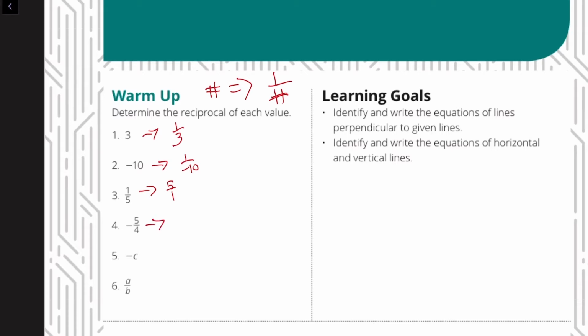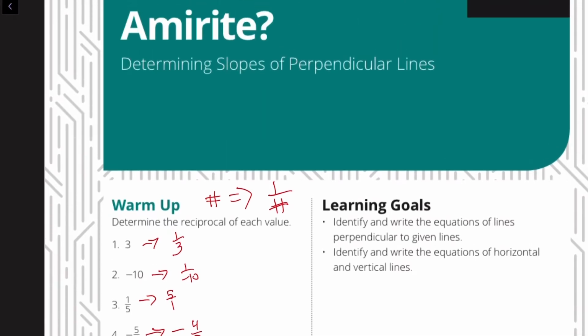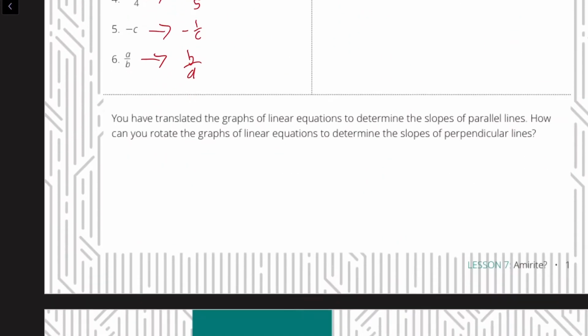So if something is already in the fractional form and you're going to do the reciprocal, all you're going to do is flip the numbers around. Go ahead and do these last two, and then I'll show the answers in just a couple seconds. Alright, that's the warm-up to go with perpendicular lines.